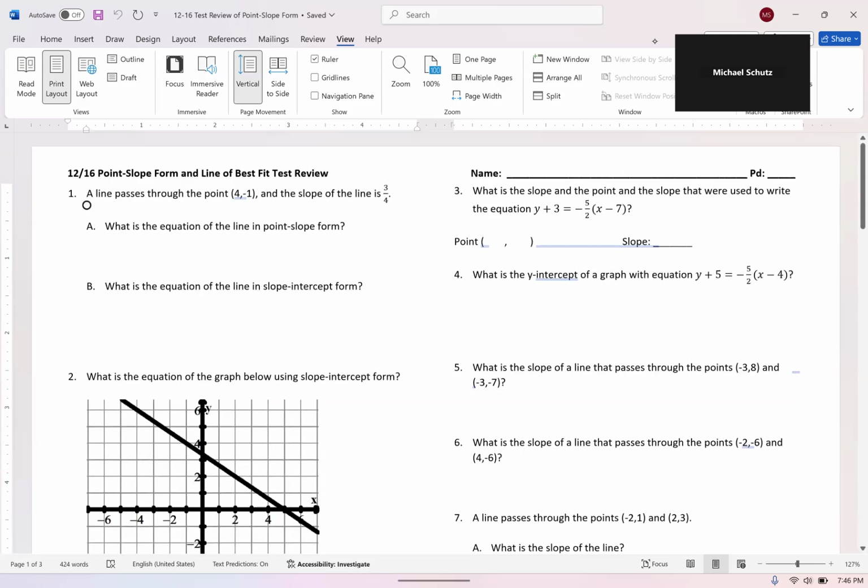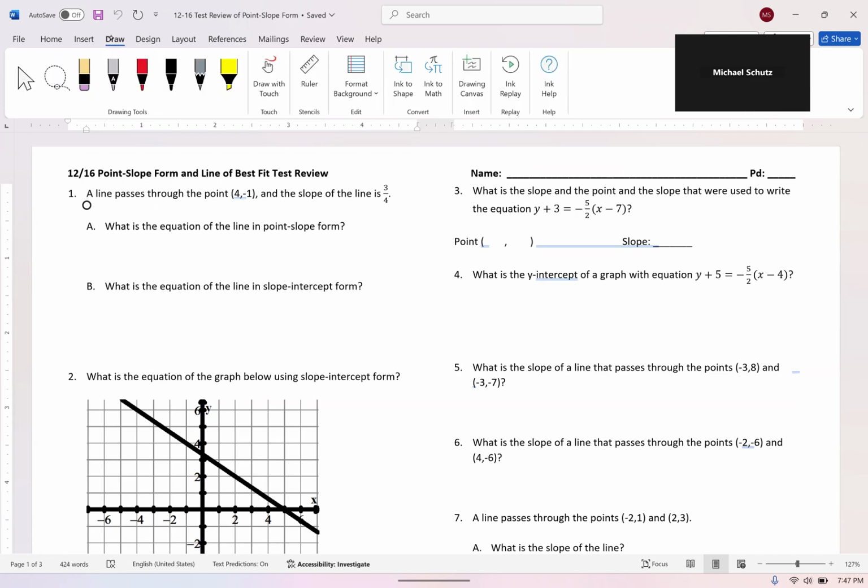All right, so this is the review for the test on point slope form and line of best fit. We're going to begin with the very first problem. It says a line passes through the point 4, -1, and the slope of the line is 3/4. What is the equation of the line in point slope form?